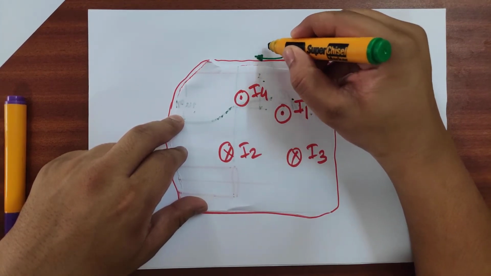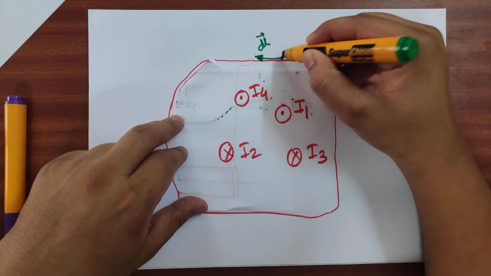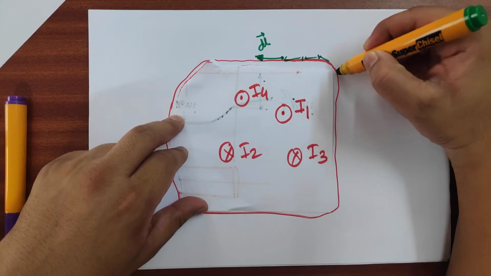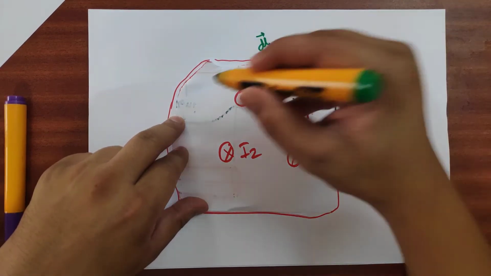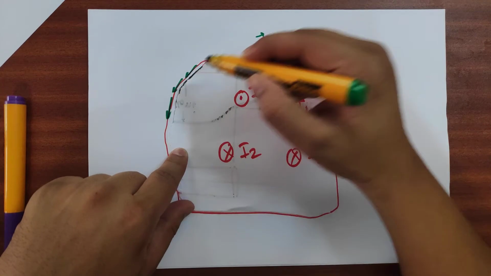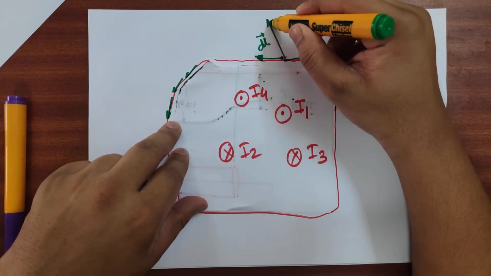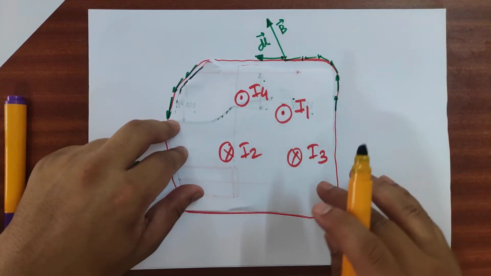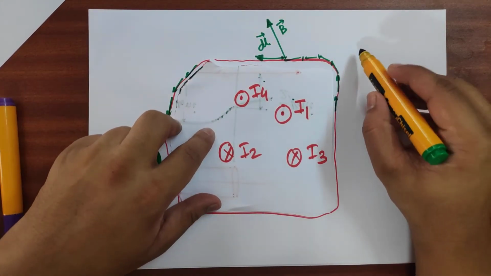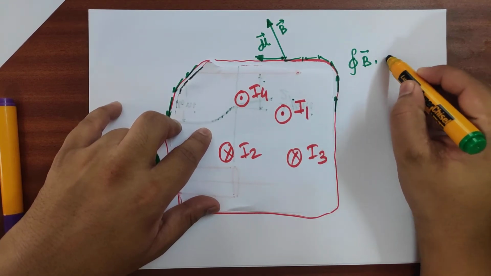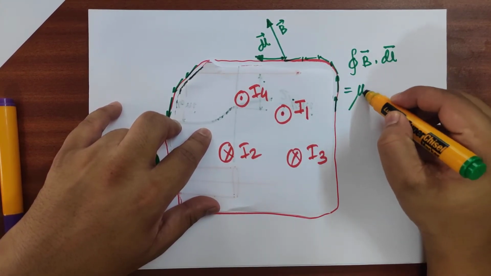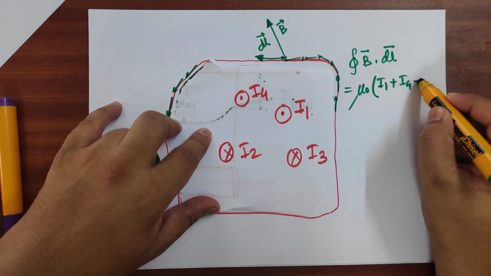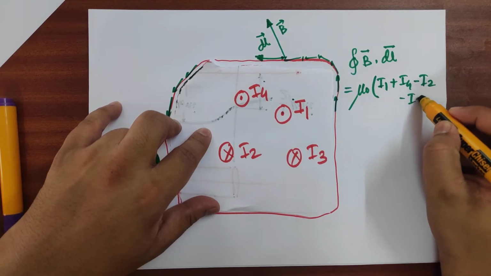So if you choose this dl like this, this whole loop is divided into small lengths dl on the circumference, right? And suppose the magnetic field at this location happens to be B. So the integral of B dot dl is equal to, in this case, mu 0 into I1 plus I4 minus I2 minus I3.